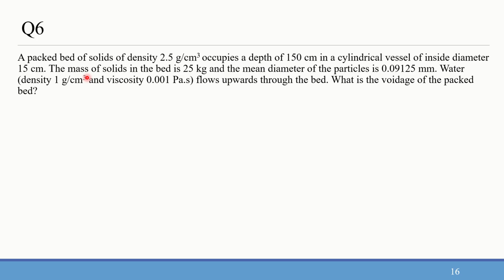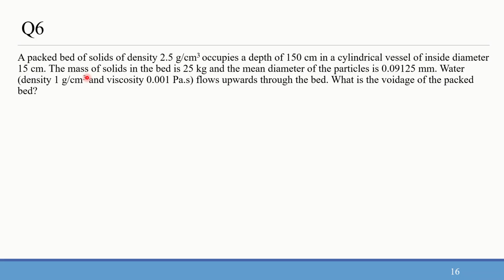So we need to calculate the voidage. Similar to how we did last week, voidage of the packed bed is equal to void fraction of the packed bed, or it is volume of voids in the bed divided by the total volume of the bed. So how can we know the volume of voids? Volume of voids is nothing but volume of empty space. So it can be 1 minus the volume of solids in the bed to the volume of the bed. So that is 1 minus the solid volume fraction inside the bed. So that is how we do.